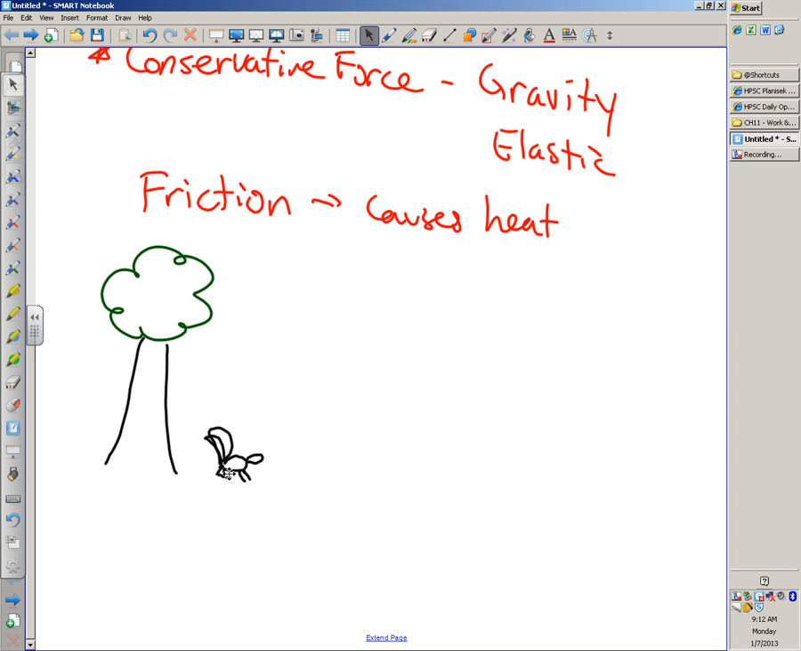So when it's in the tree, what kind of energy does it have? Gravitational potential, right? And as it falls, what happens to its gravitational potential? It goes down, right? But what's happening as gravitational potential is going down? Kinetic is increasing, right? If gravity is the only force that acts on the squirrel as it falls from here to here, right?